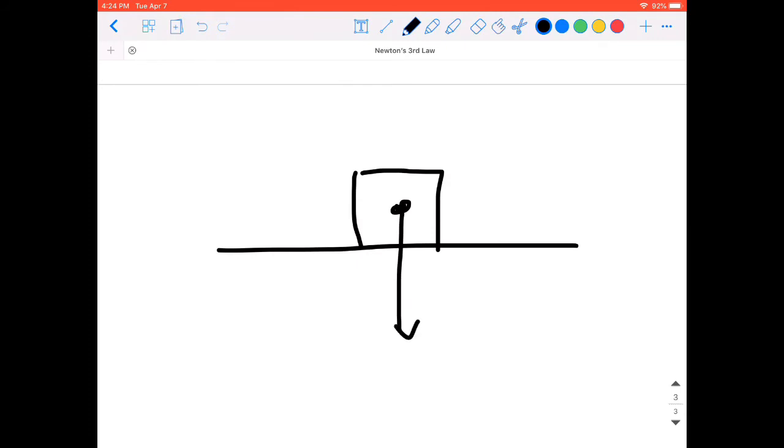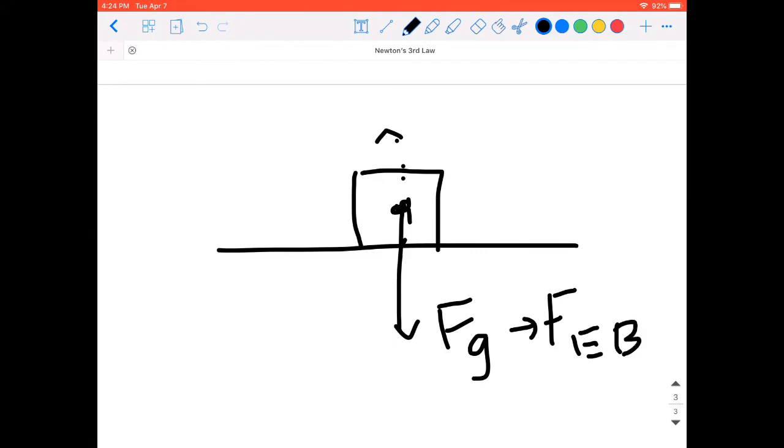Yep, force of gravity, downwards. And the normal force of the table pushing back, upwards. So, let's label these. Force of gravity.